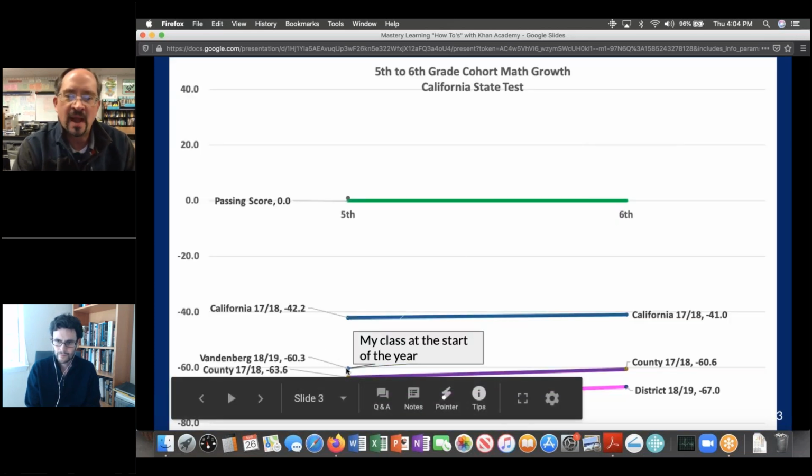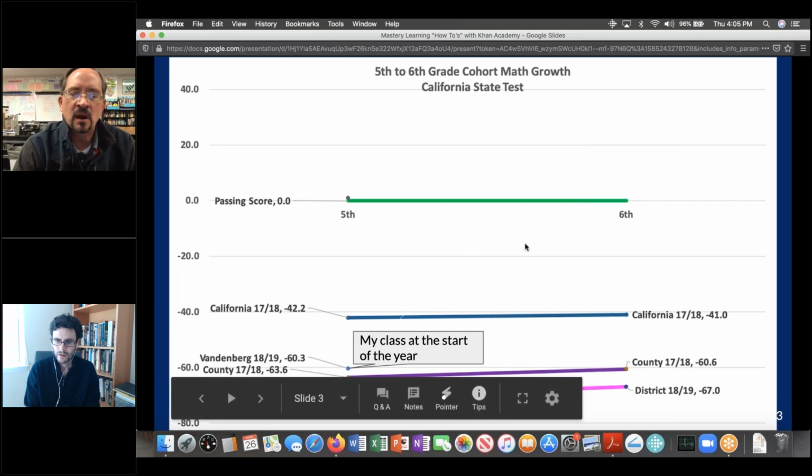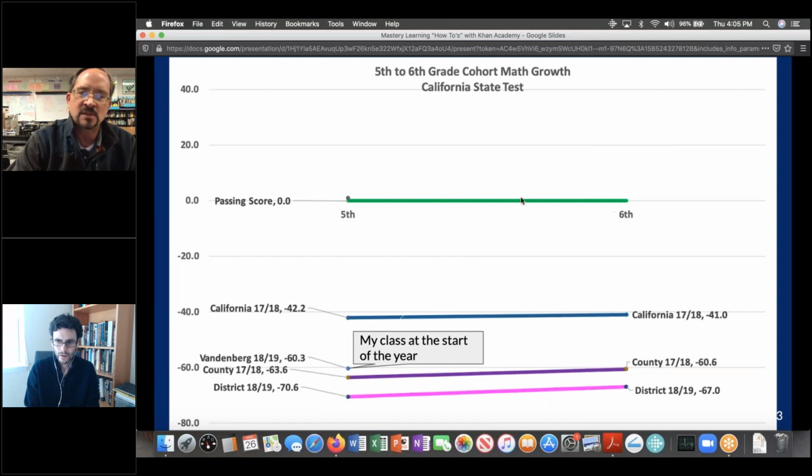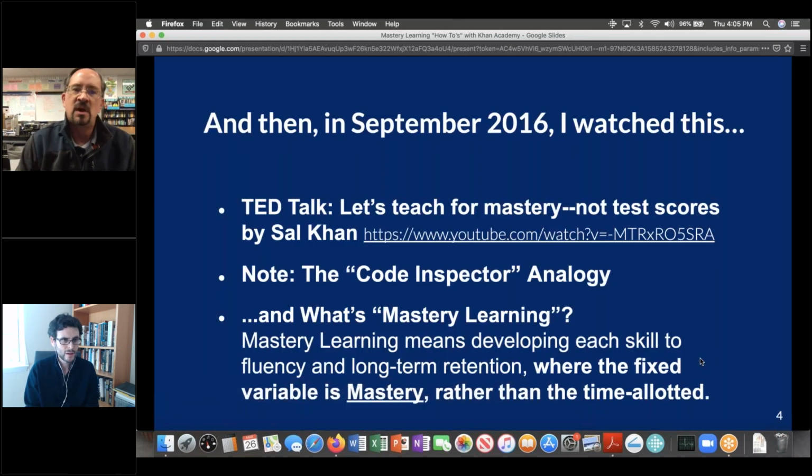Comparing my class, this is my class down here, with the state of California and the county I teach in and the district I teach in, you can see where my students are relative to all those. This is a passing grade in 5th grade and then 6th grade, normalizing the scores so you can compare apples to apples of growth. My students were about 20 points below the average California student, which is still really far below. We'll talk about more of this later, but I want you to see my kids are not at grade level, much like most of your students as well.